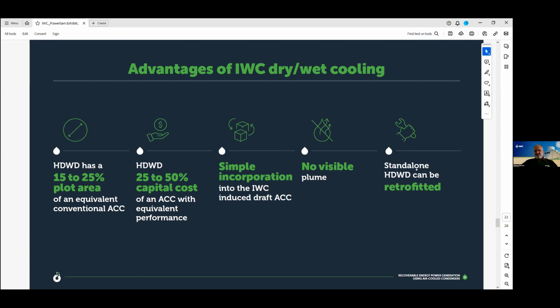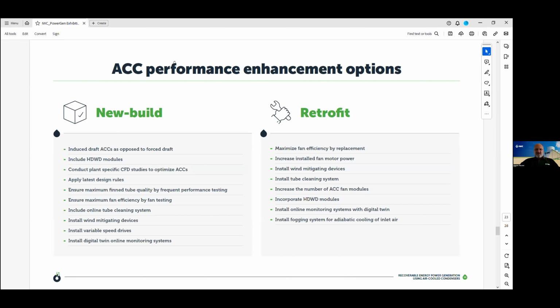These standalone units can also completely replace a conventional wet cooling system, which includes a surface condenser, pumping system and wet cooling tower. And we found, doing some studies recently, that the system seems to be significantly cheaper than a conventional wet system. So, ACC performance enhancement. How can we improve power plant performance using an air cooled condenser? So for new builds, definitely look at the induced draft option. Include the hybrid deflecmator modules.